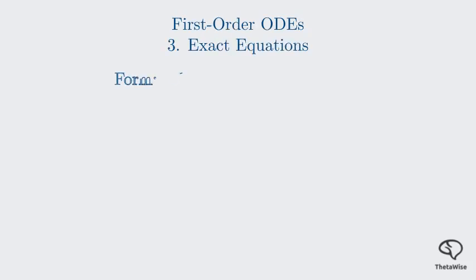Our final type of first-order equation is the exact equation. In this scene, you will learn how to test for exactness and solve these equations. An exact equation is one that can be written in the form M of x, y dx plus N of x, y dy equals 0. The key idea is that the left side of this equation is the total differential of some function. Let's call it f of x, y.